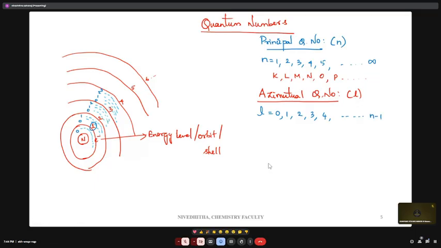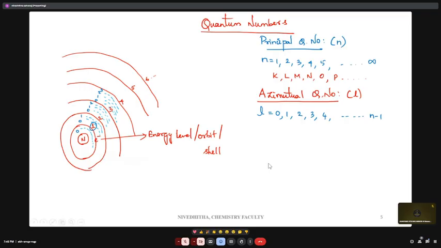For the second shell, there are two subshells, which are 0 and 1. So the last number is 2 minus 1, right? So n minus 1, the principal quantum number minus 1, is the last azimuthal quantum number. So this is the azimuthal quantum number.